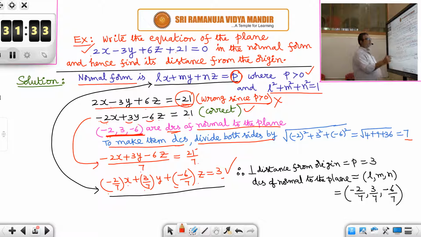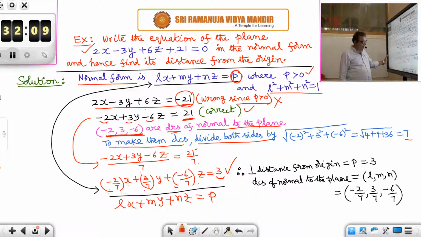Lx plus My plus Nz is equal to P. Now actually the perpendicular distance from the origin to the plane is 3 units, not 21 units. Originally it was 21, is it not? But 21 is not the distance from the origin to the plane. The distance from the origin to the plane is 3 units only. Because on the left-hand side, the DRs must be converted into DCs by dividing by the magnitude of the normal vector.